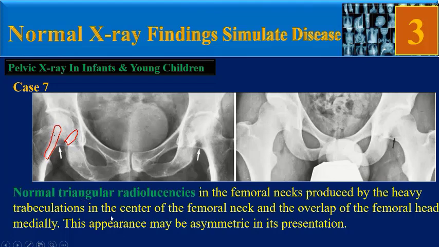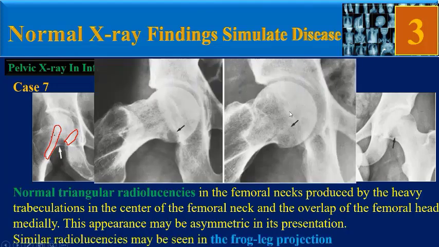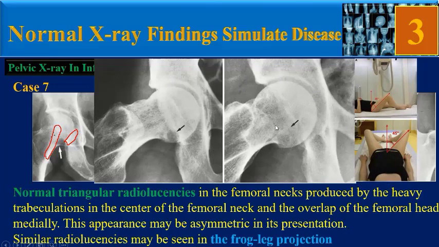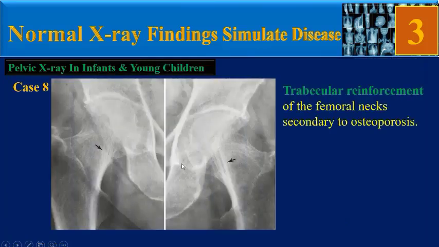This appearance may be asymmetric in its presentation, like this image. Similar radiolucencies may be seen in the frog leg projection, like this image. Case 8. We can see trabecular reinforcement of the femoral necks secondary to osteoporosis.